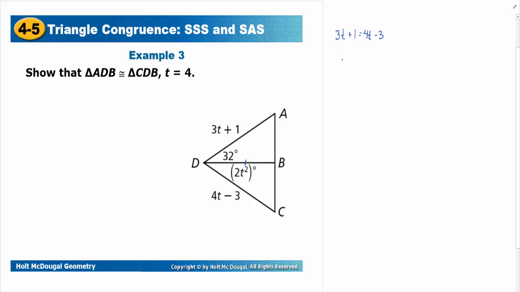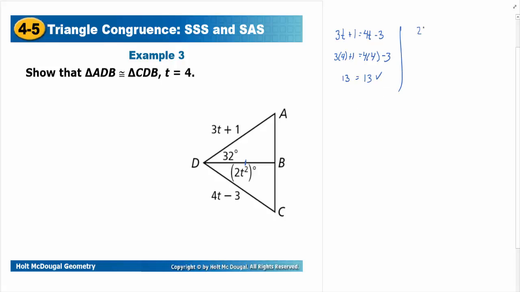Well, let's start out here by plugging in t equals 4, and let's see what I get. So this would be 3 times 4 plus 1 and 4 times 4 minus 3. So 12 plus 1 is 13, and this is 16 minus 3, which is 13. So that works. Now let's check my angles.